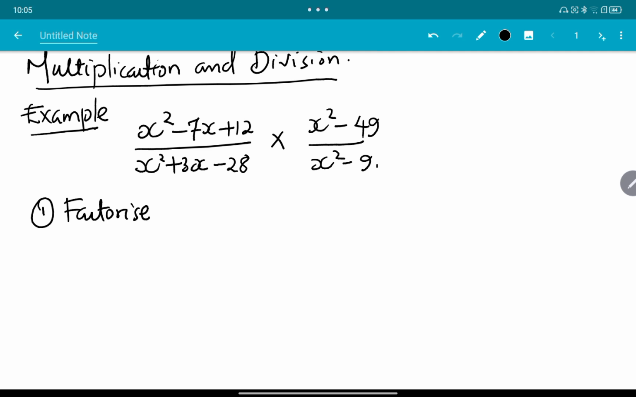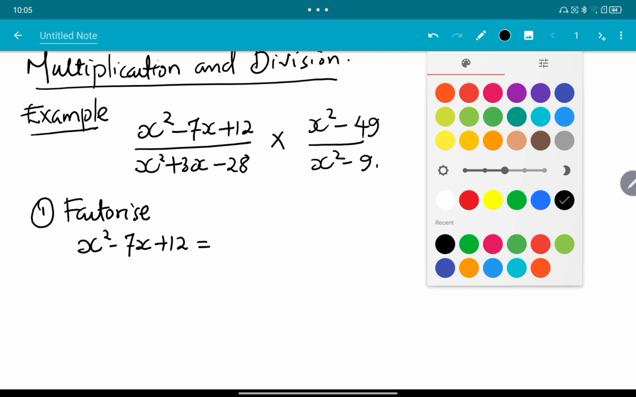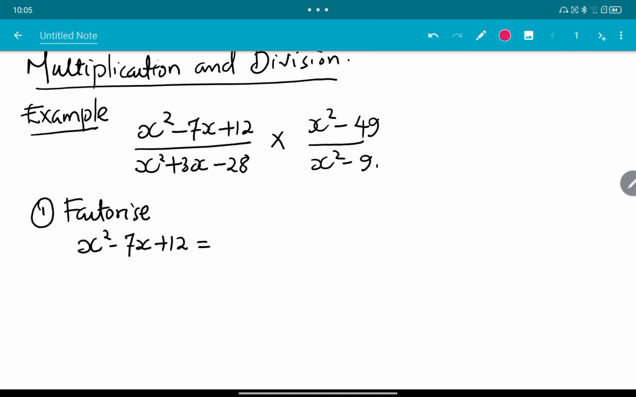So let me begin with the first one, x squared minus 7x plus 12. I need to factorize this, and let me use a different color. To factorize this, I'll use the product sum rule. In the product sum rule, we take the coefficient of x squared, which is a, and multiply it with c. Here the coefficient of x squared is 1 and c is 12. So 1 times 12 gives 12. Then I get the factors of 12 which, when I add them, will give me negative 7. That is where the product sum rule comes in.